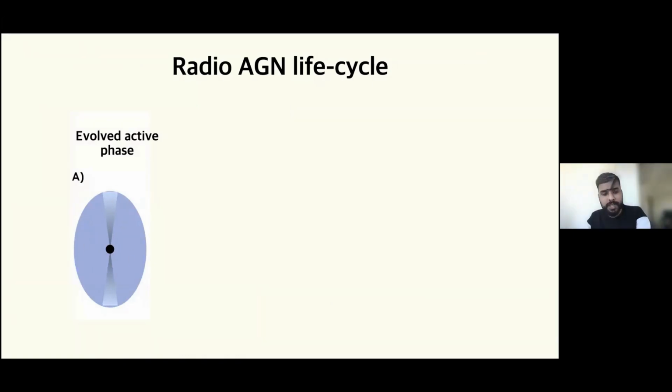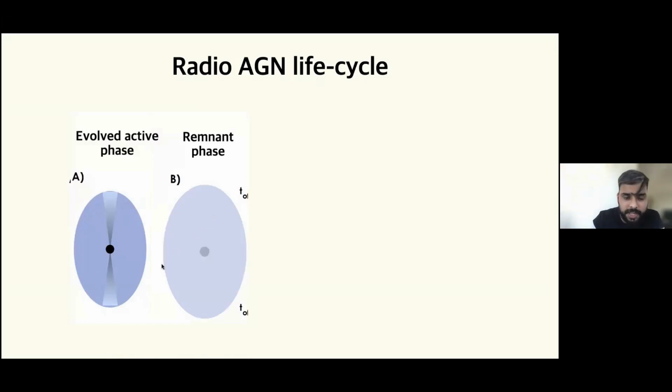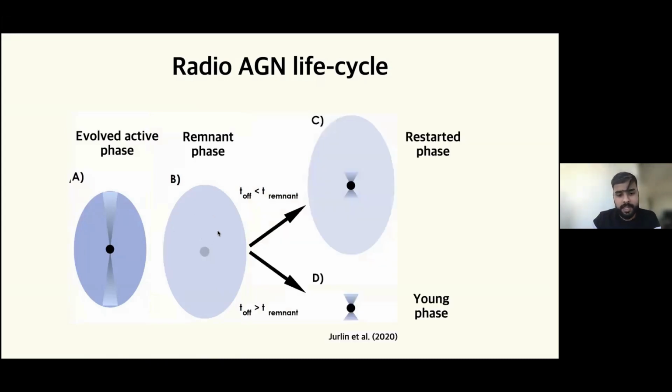At some point in their life, the jets switch off and then we just have the diffuse emission. This diffuse emission is not being fueled by the central AGN anymore, so it ends up getting older, which means the spectra steepens, it gets faint and it's harder to observe. But of course, we know that radio AGN restart, which means for some reason their activity is started again.